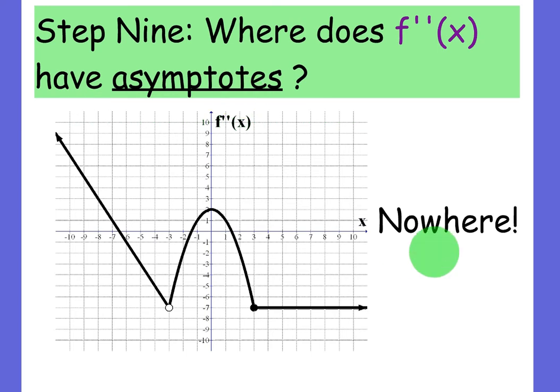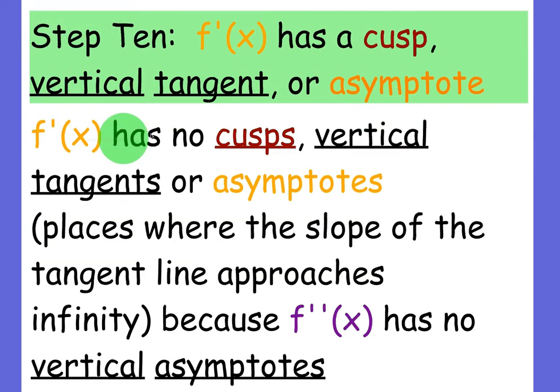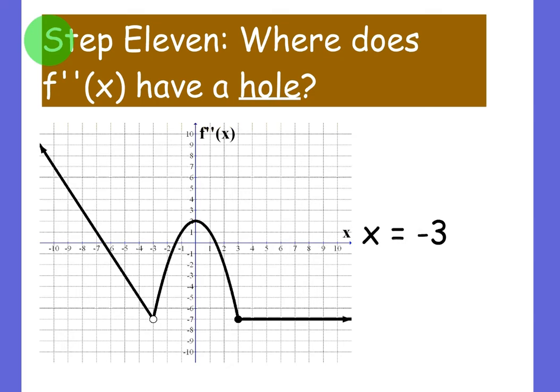Now again, as a reminder for step 10, that would mean that f prime, which we're going to call the antiderivative very soon, meaning the reverse of the derivative, would have cusps or vertical tangent asymptotes, because when that happens, those are places where the slope of the tangent line approaches infinity, and therefore its derivative would have a vertical asymptote. Next, where does f double prime have a hole?